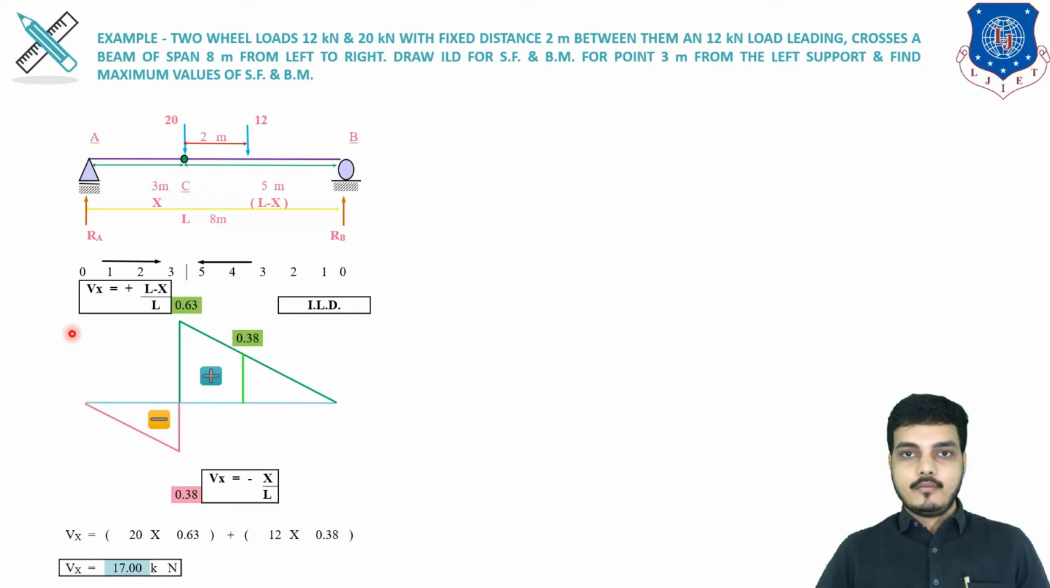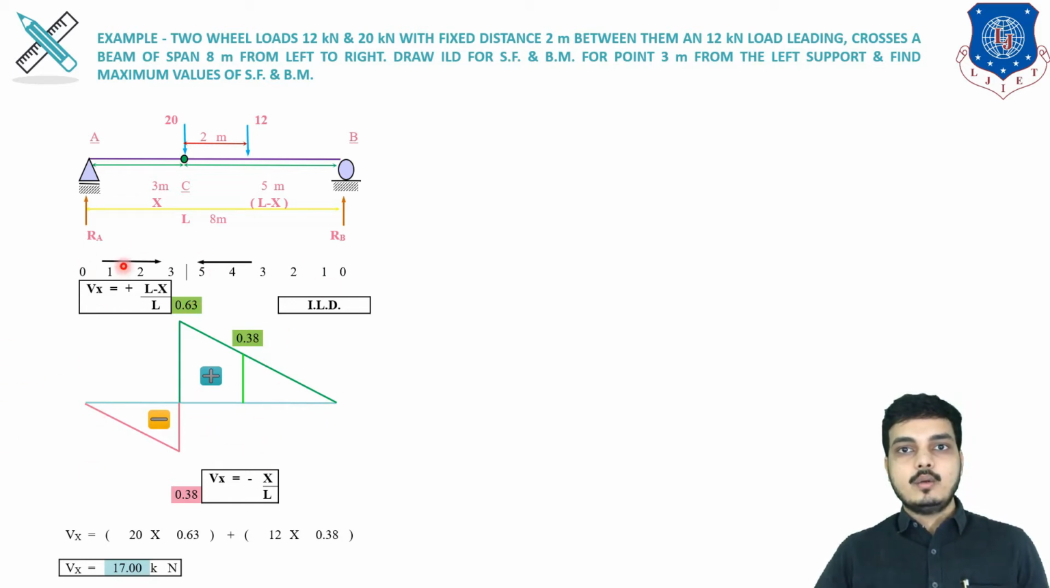First of all, with the help of a formula we will draw the ILD for Vx. The formula for positive Vx is (L minus x) upon L, in which L is 8 meters and x is 3 meters. So 8 minus 3 is 5, and 5 upon 8 is 0.63. Similarly, for negative it is minus x upon L. So x is 3 meters, 3 upon 8 is 0.38. After finding this peak value, as I have explained, we find the rest of the values with the help of relations.